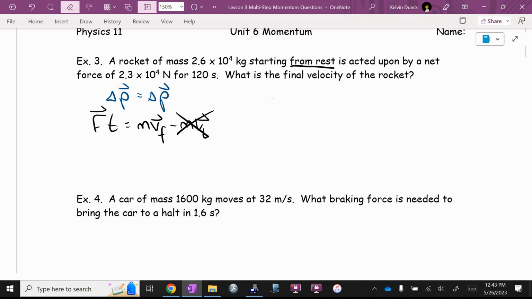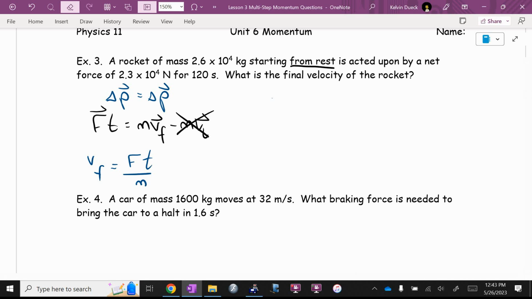This is where the impulse equation is kind of a nice shortcut. If you really get good at it, you'll find a little bit of clever mixing and matching can save myself 3 or 4 lines of writing. It turns out yet another equation for VF is force times time divided by m, which I'm not going to write down on my formula sheet.